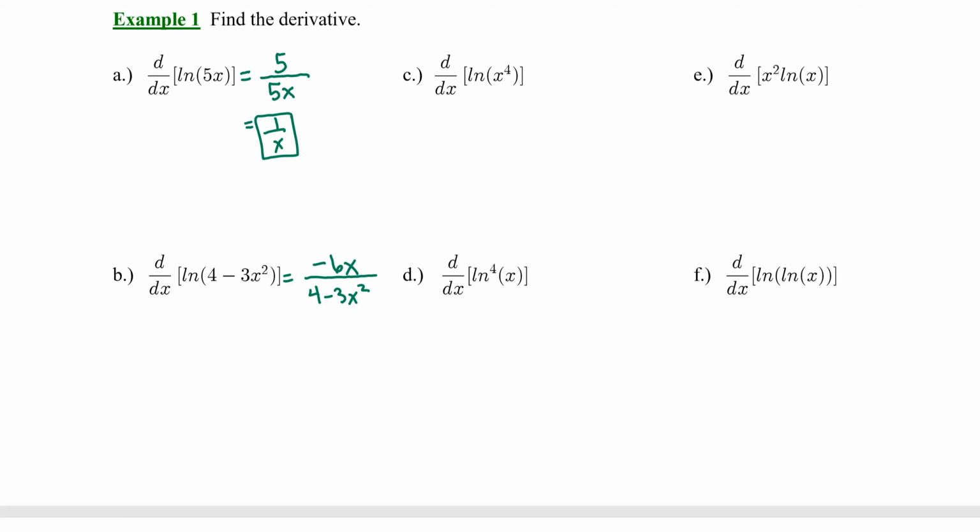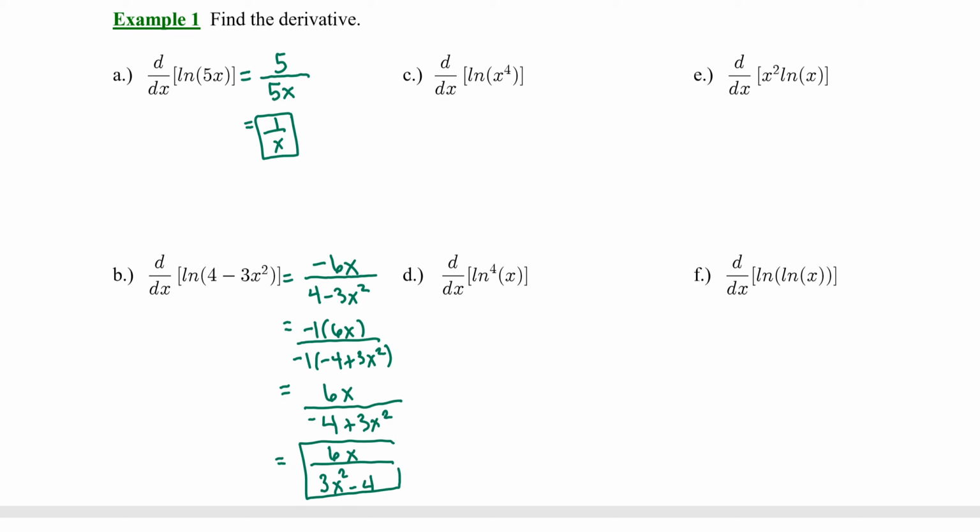Now, in this case, I cannot reduce the fraction, but I can simplify it a little bit. Notice if I factor a negative 1 out of the top, and I'm going to factor a negative 1 out of the bottom, those two negative 1s would cancel, and I'd end up with 6x over negative 4 plus 3x squared. Or to make it more readable, we can put the positive number first in the denominator, and we end up with the derivative 6x over 3x squared minus 4.